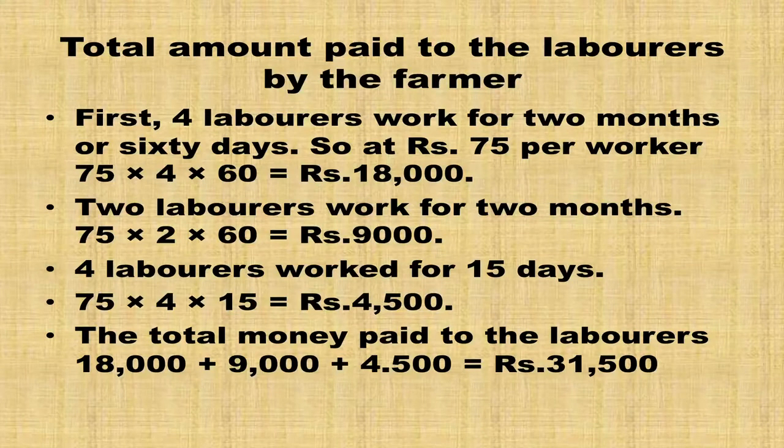Since the first 4 laborers work for 2 months or 60 days and at a wage rate of 75 rupees per worker, it comes to be 75 into 4 into 60, which is 18,000. Then the 2 laborers work for 2 months. This comes to 75 into 2 into 60, which is 9,000. And finally, the 4 laborers work for 15 days, which comes to 75 into 4 into 15, which is rupees 4,500. Adding the 3, as you can see on the slide also, it gives us a total wage payment of rupees 31,500.